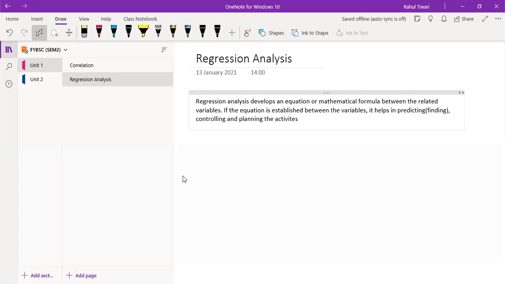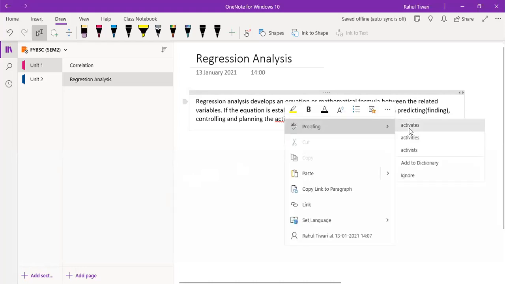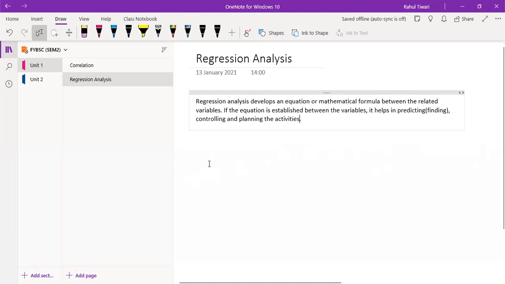Planning the activities. So, what is that? What do you understand by this statement? First of all, it is an equation. You know what an equation is, right? Y is equal to A plus BX, some equation. Y is equal to X square plus B, some equation. It is an equation in the form of X and Y.